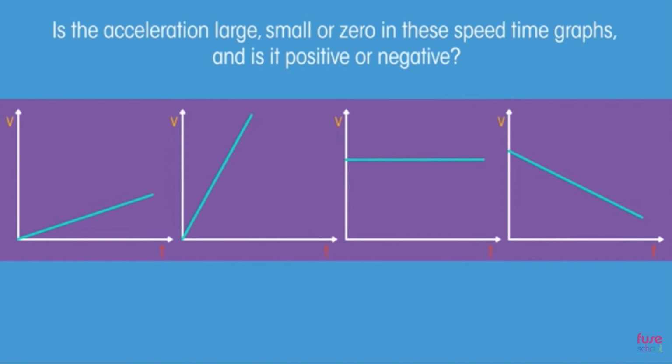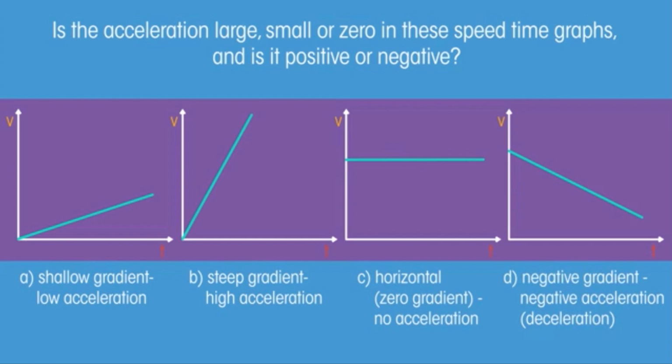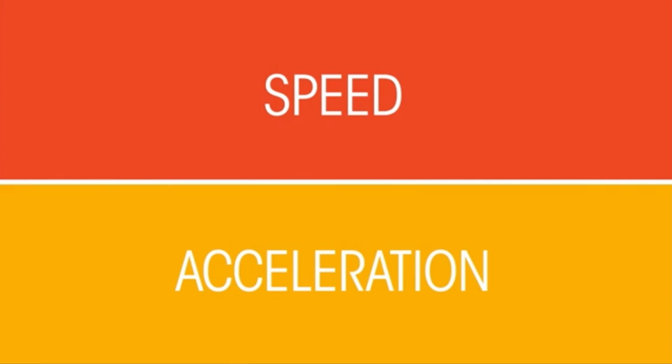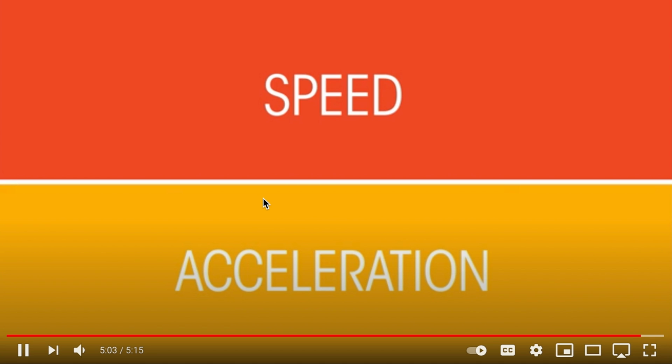Is the acceleration large, small, or zero in these time graphs? And is it positive or negative? Pause the video while you think. So that's how speed and acceleration are related and can be calculated.